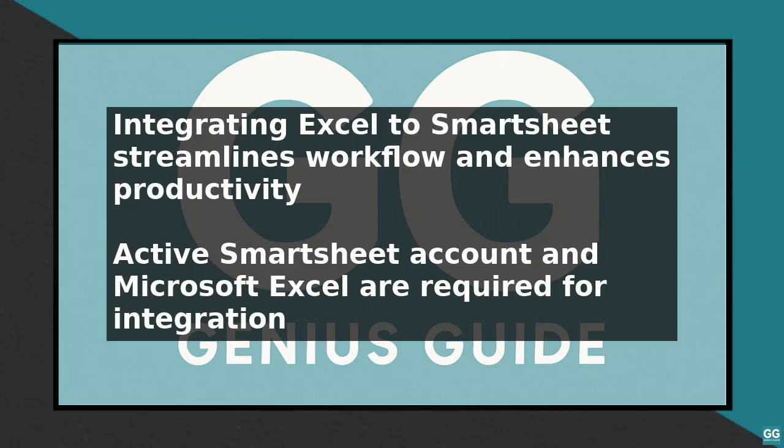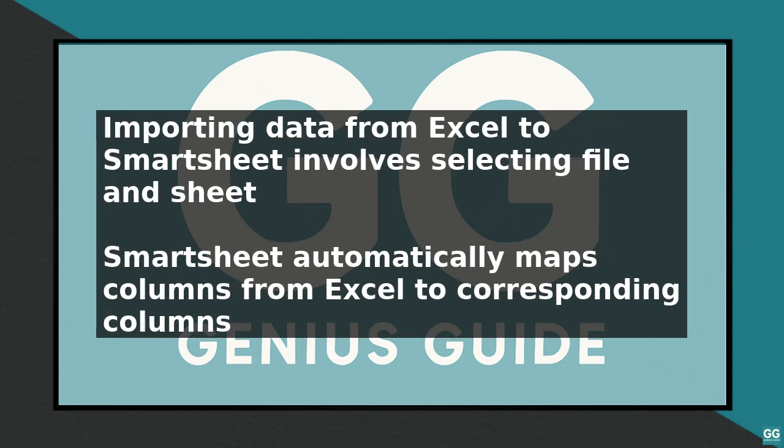First, open your Smartsheet account and navigate to the sheet you want to integrate with Excel. Click on the File menu and select Import or Export. Then choose the Excel option. You can either import data from Excel to Smartsheet or export data from Smartsheet to Excel.